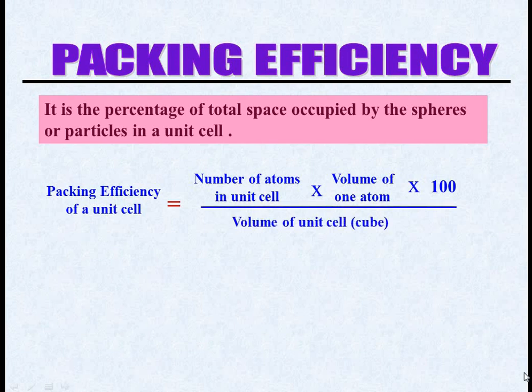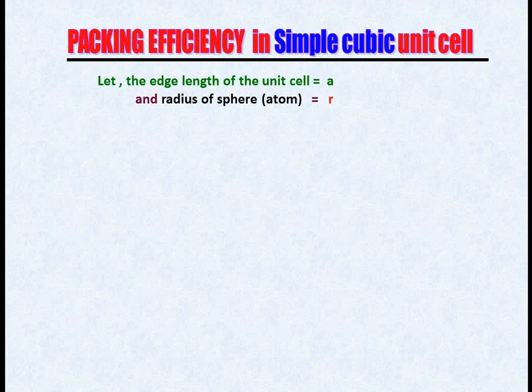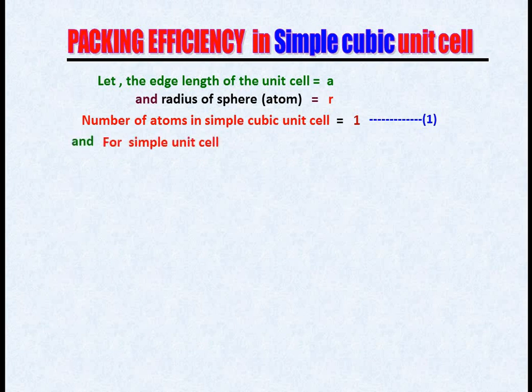So let's discuss the packing efficiency of different unit cells one by one. First of all, the packing efficiency in simple cubic unit cell. For that, let the edge length of the unit cell be A and the radius of the sphere, that is the atom, be R. Number of atoms in simple cubic unit cell is equal to 1. That we have already calculated. We know, from the previous topics we have studied, that the number of atoms in a simple unit cell is equal to 1, so no need to derive it again, we can directly write it. And for a simple unit cell, R is equal to A by 2.